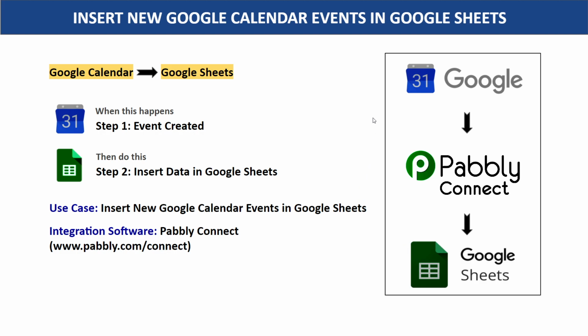So here you have two choices. The first choice is to copy all the details of the event from Google Calendar, sort it out and manually add them into Google Sheets. Now the problem with this approach is it's very repetitive and tiresome. So here I would suggest that you bring in some automation so that whenever a new event is created in Google Calendar, it automatically inserts all the data in Google Sheets.